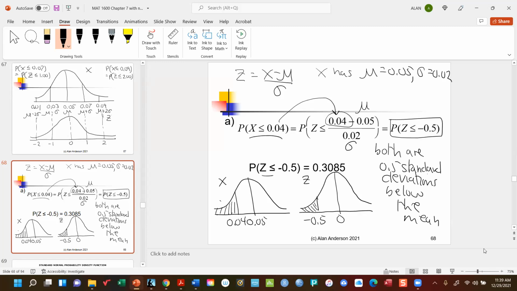Both of these probabilities are 0.3085. And we're done. So the key to the whole thing was this. This was the extra step that we haven't needed before. Once that's accomplished, the rest is exactly what we've been doing.